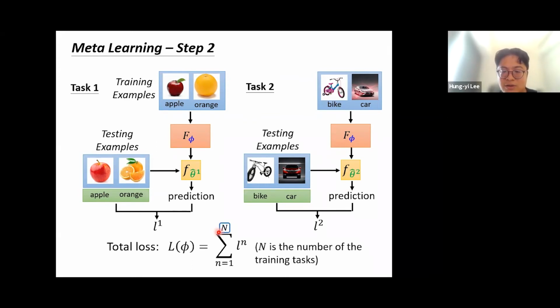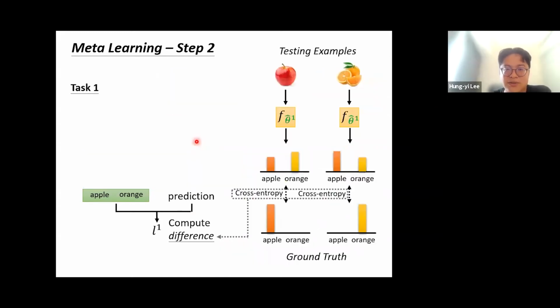Here, capital N means the number of training tasks. You have to collect a large number of training tasks to evaluate how good an algorithm is, to evaluate how good F theta is, to evaluate how good capital F theta here is. Okay, so this is step 2.